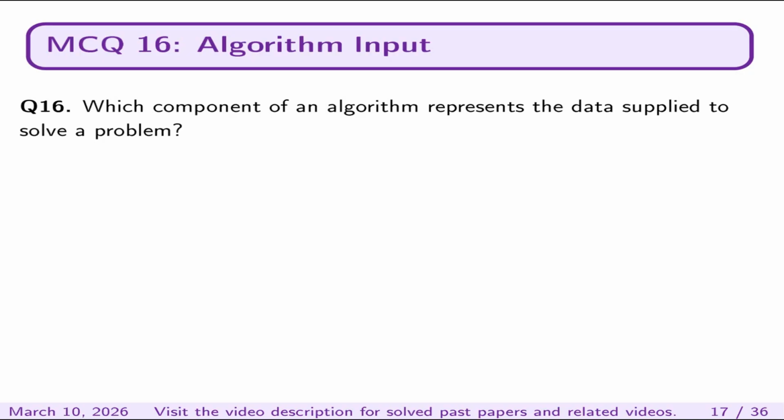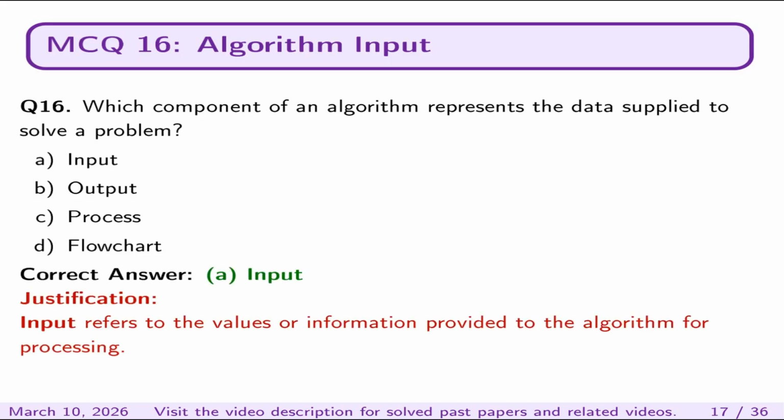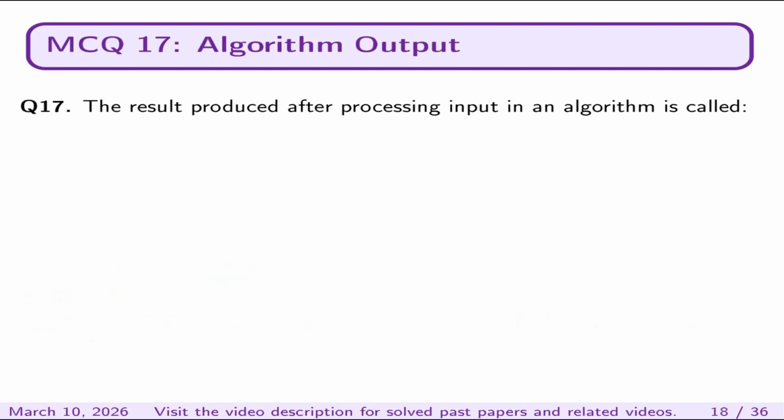Question number 16. Which component of an algorithm represents the data supplied to solve a problem? Input, output, process, flowchart. The correct option is input, because an input refers to the values or information provided to the algorithm's processing part.